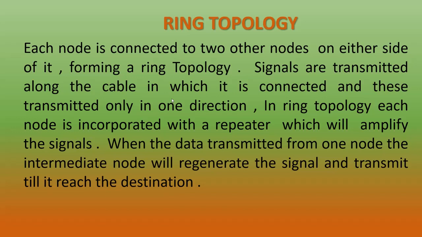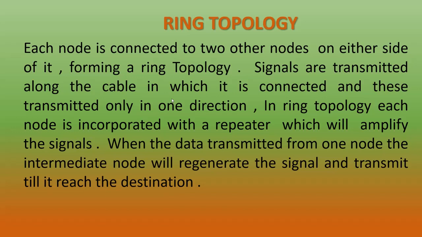The repeater will amplify the signal. Whatever signal it gets, it will boost up that signal and retransmit it. So each node will boost up the signal and retransmit the message. That is the work done in the ring topology. It is just like a ring and devices are connected in the form of a ring.